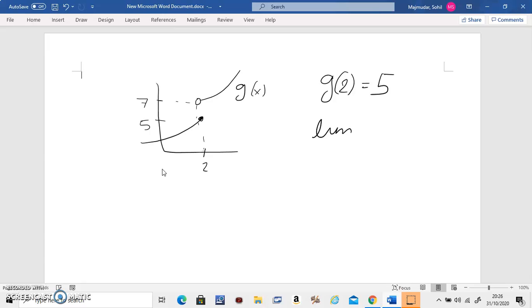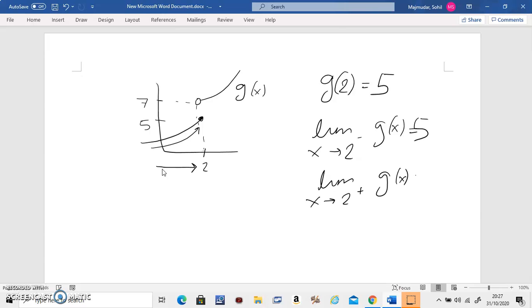Now limit x approaching 2 minus g of x. It means you approach the point 2 from the left. Where is the graph approaching? 5 or 7? It's not approaching 7 because there's nothing on the left of 7. It's approaching 5.